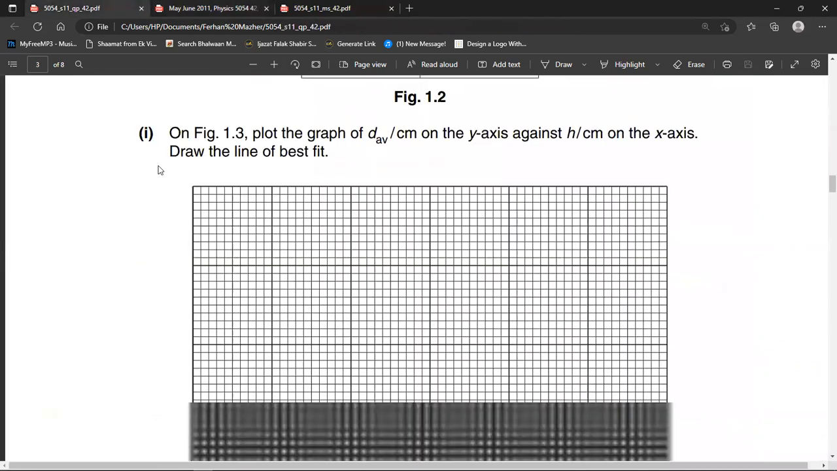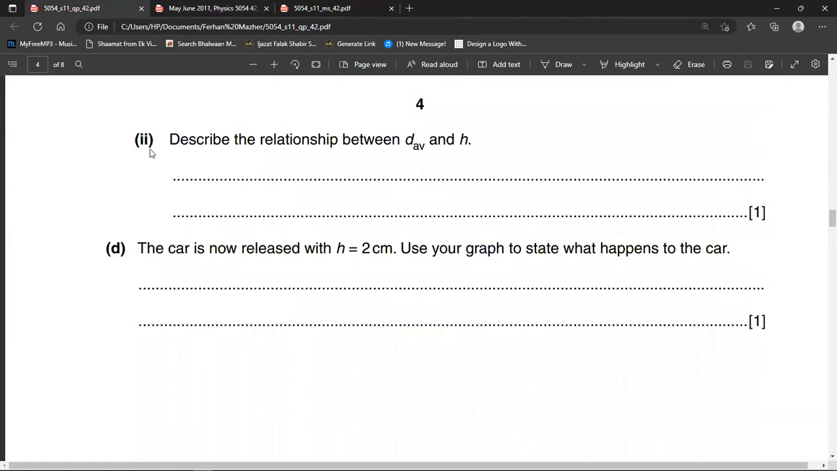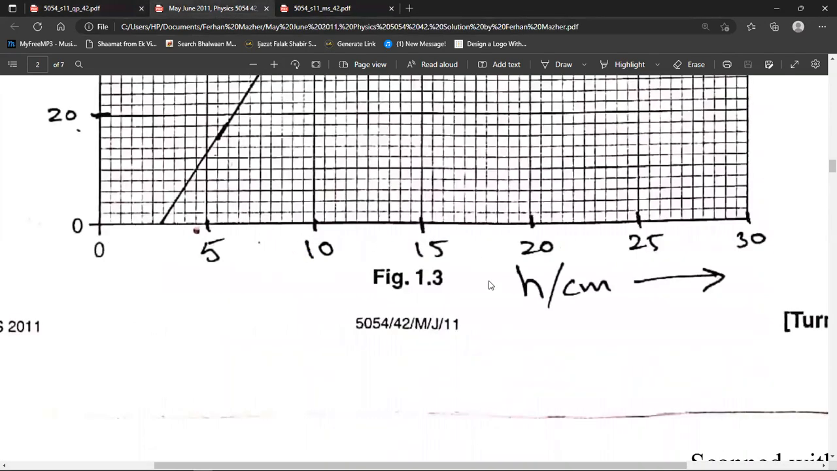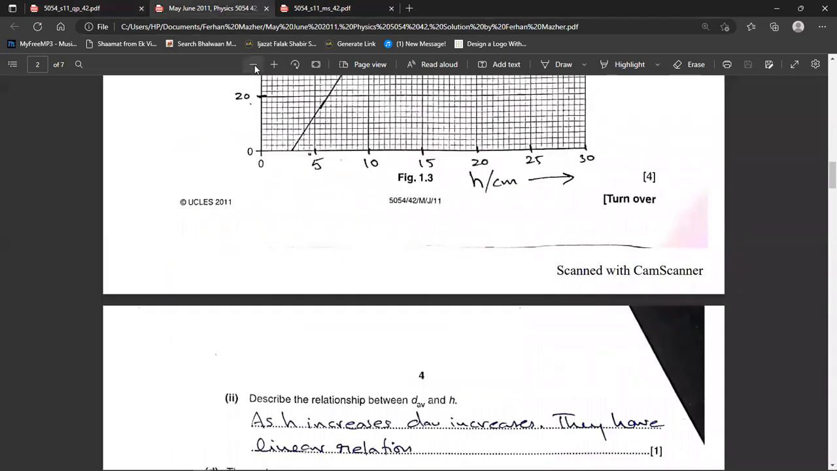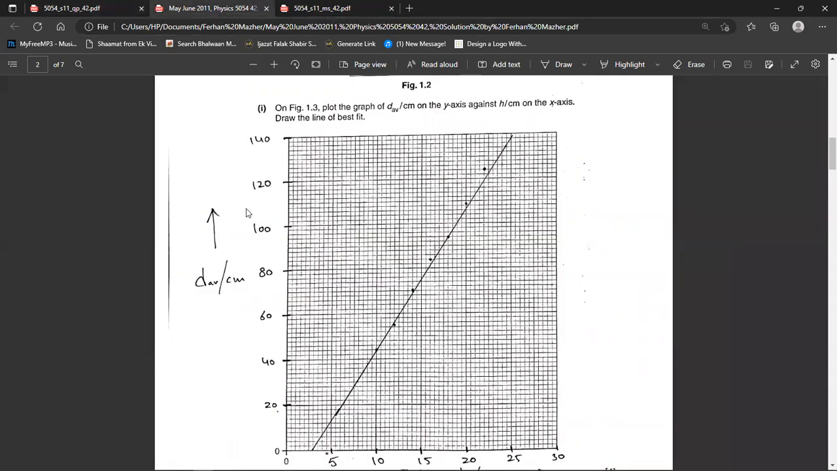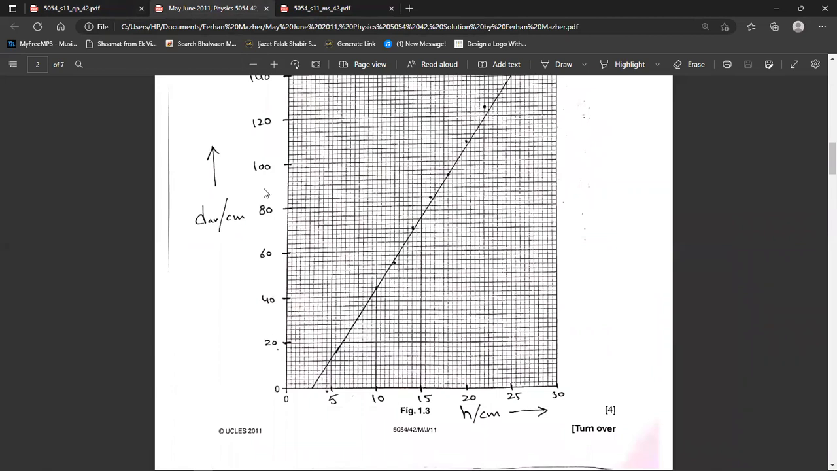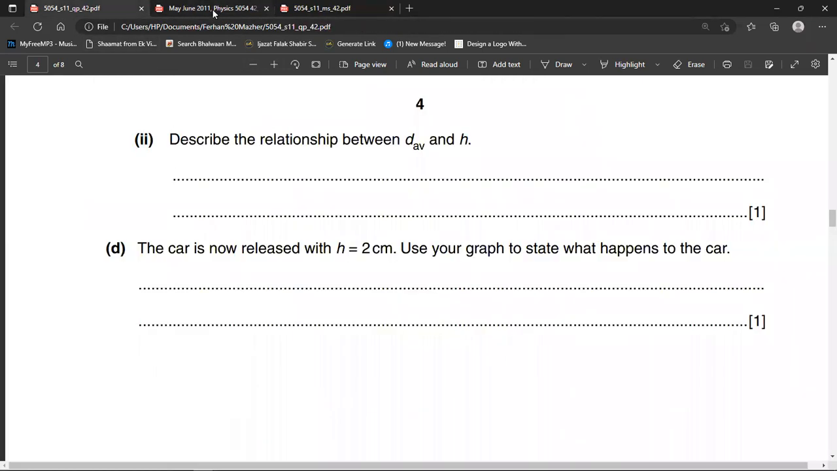Now the question is, describe the relationship between the D average and the H. If you look at this graph, they have a linear relationship. As the H value is increasing, the D average value is increasing. It's a straight line with a positive gradient. So it's a linear relationship between them. As the H increases, the D increases. But don't say that they are directly proportional. Why? Because this graph has not passed through the origin. So that's the reason.